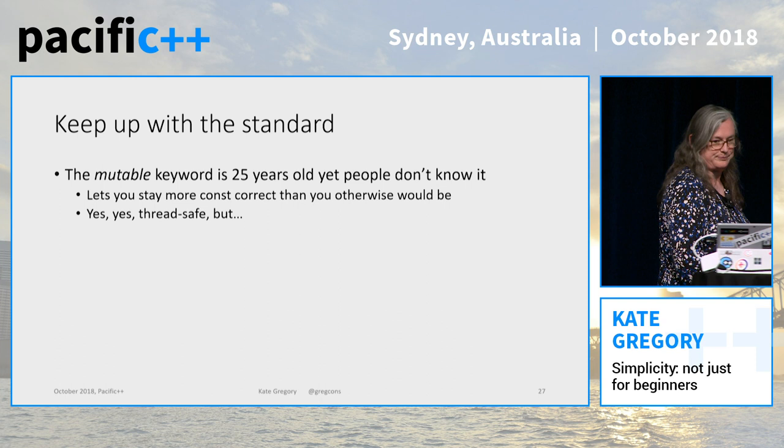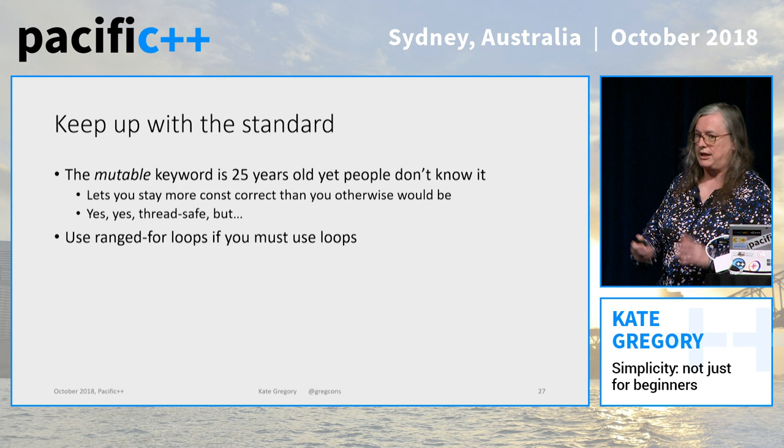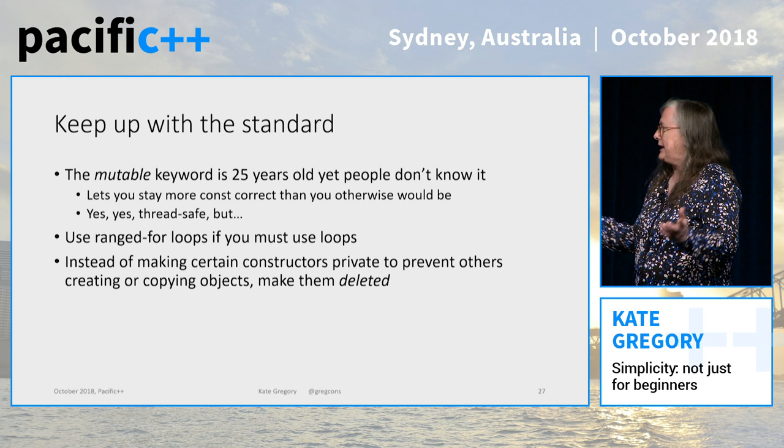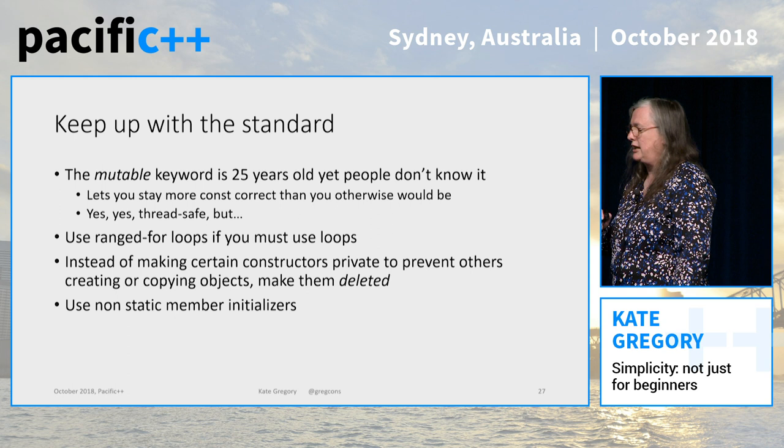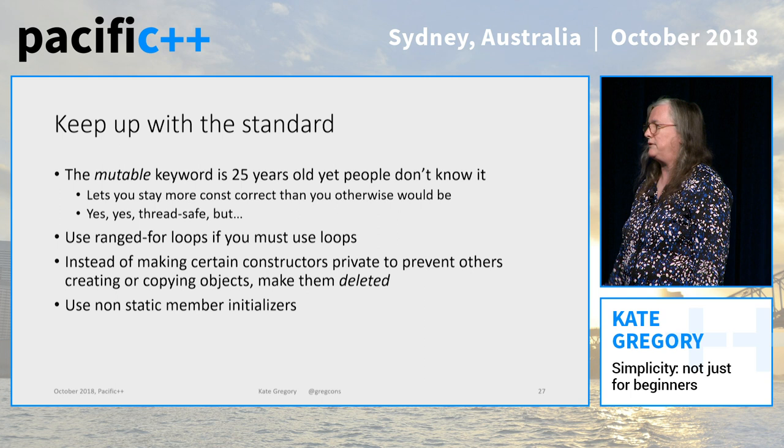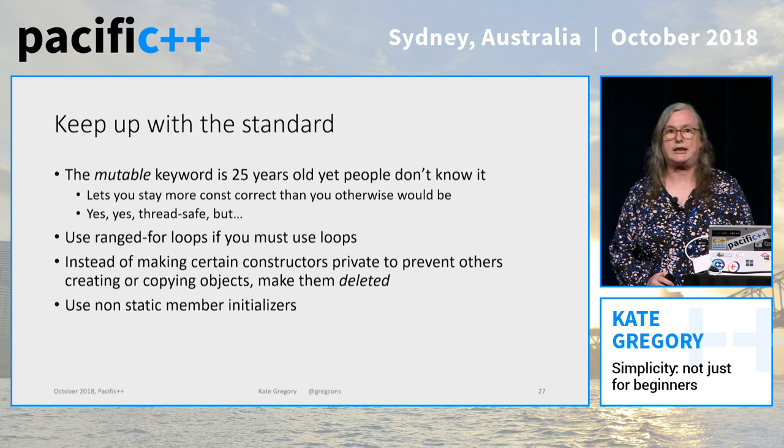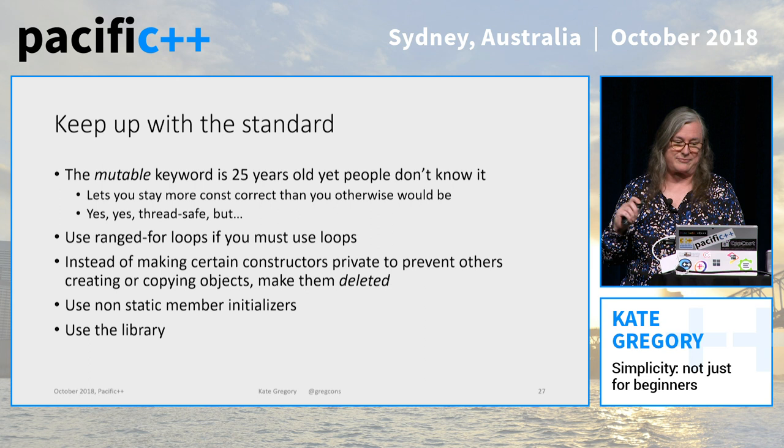Use a ranged for loop because it conveys that information about, hey, we're using every single element in the loop. Don't make private constructors when what you really mean is a deleted constructor. And use non-static member initializers wherever you can. These are new things, for some definition of new, that will make your code simpler and much, much easier for everyone to understand. And remember once again that there is such a thing as a library.